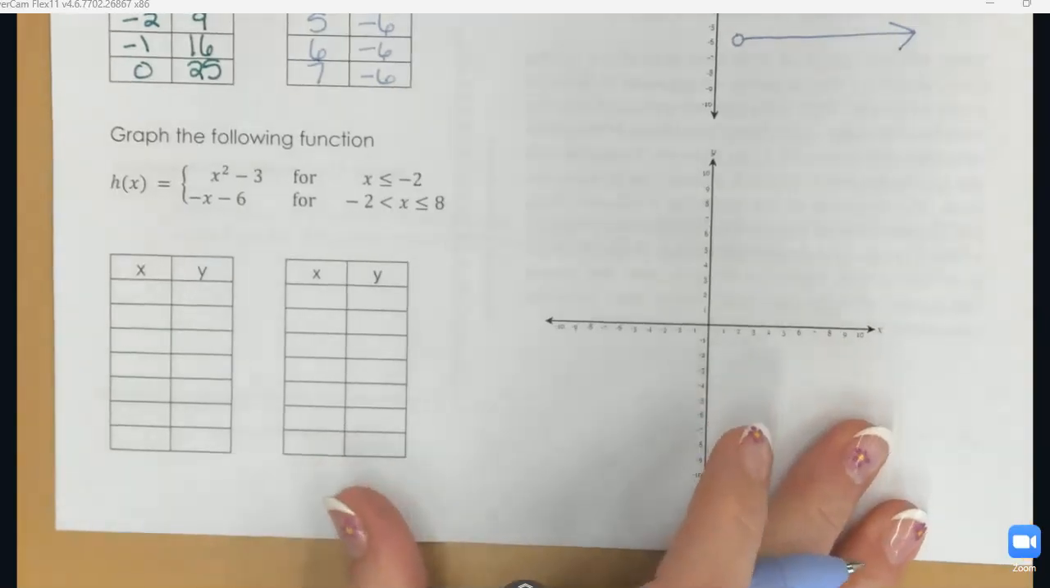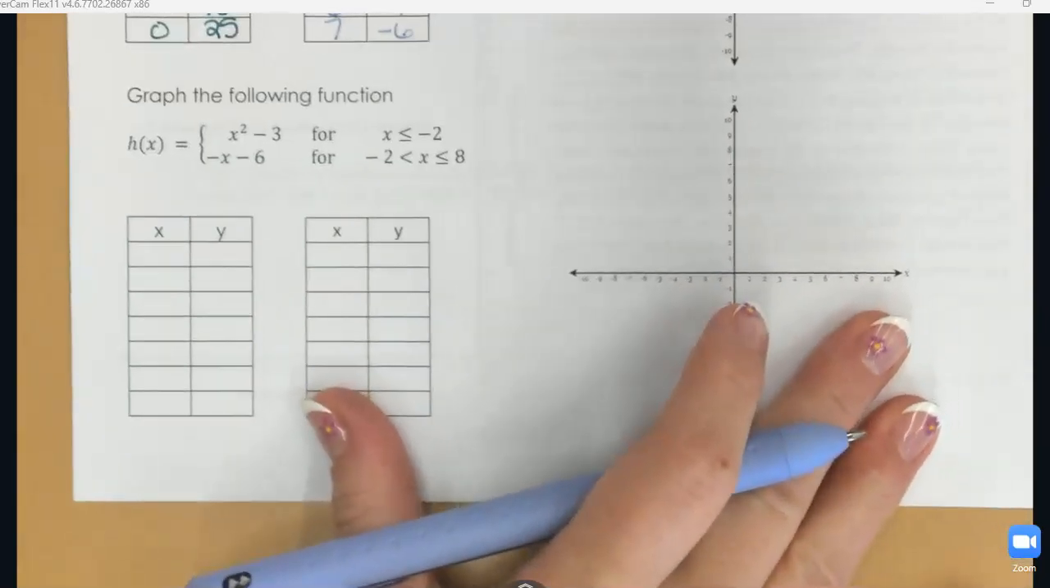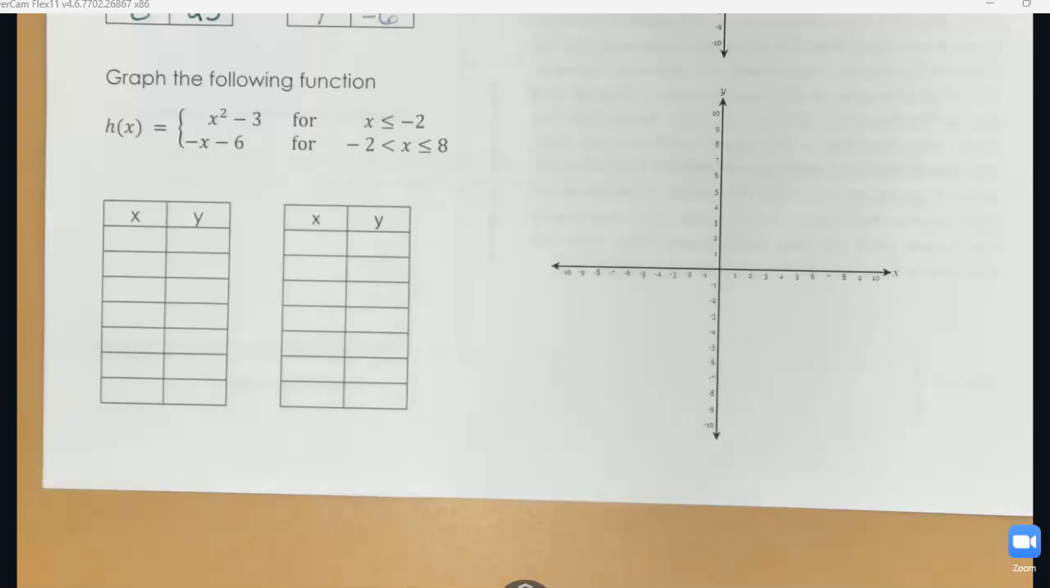The next one also has two parts, so again, I'm going to look at one and then the other. For this one, I need some numbers that are less than -2.